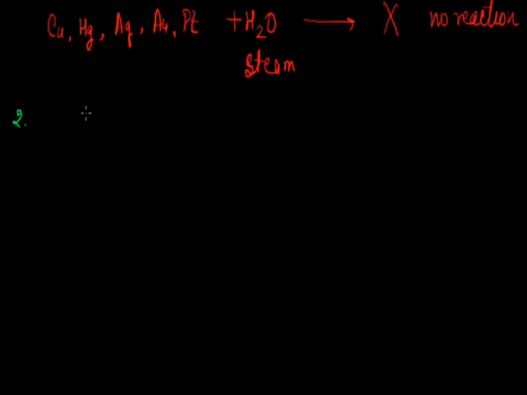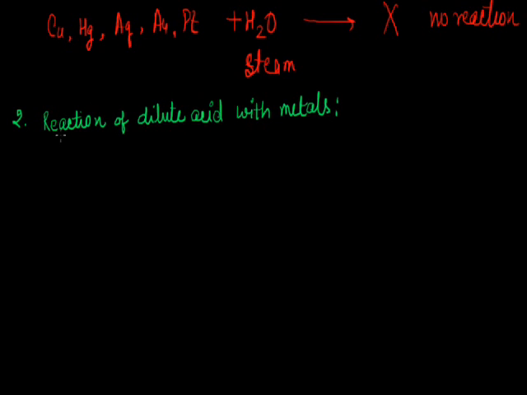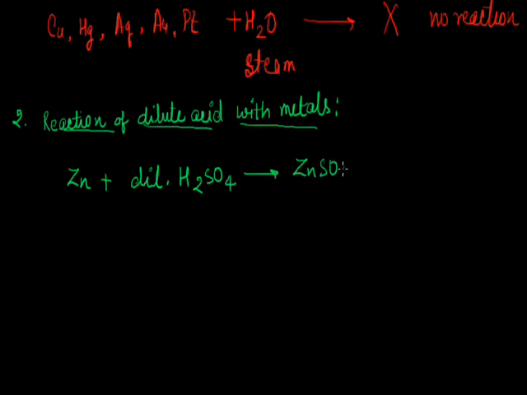Second method of preparation is the reaction of acids, only dilute acids, with the metals. When metals react with dilute acids, like zinc reacting with dilute sulfuric acid, it will produce salt and hydrogen gas. Salt is zinc sulfate and hydrogen gas is evolved.